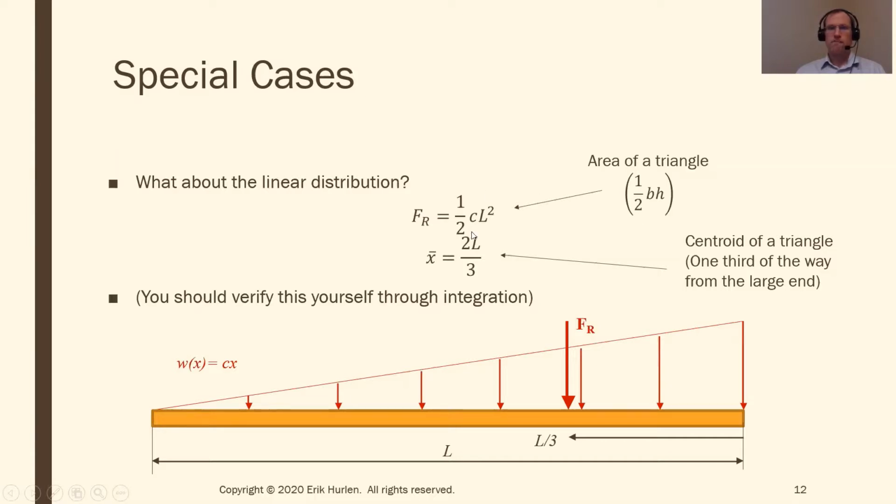But in terms of the magnitude of my equivalent point load, it's 1/2 CL squared. And again, that's the same as the area under this triangle, 1/2 base times height. Base in this case is L, just like it was before. The height of this, so basically what I want to know is what is this height, which would be represented by W of X when X is equal to L over here. So when X is equal to L, this has a weighting function of C times L. So the height of this triangle is C times L. So 1/2 L times C times L is 1/2 CL squared. So that's the magnitude of this equivalent point load, FR.